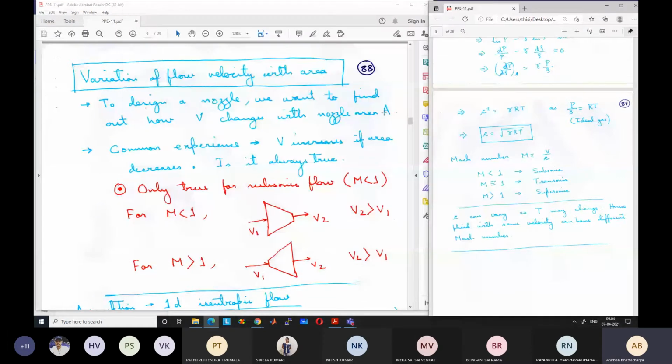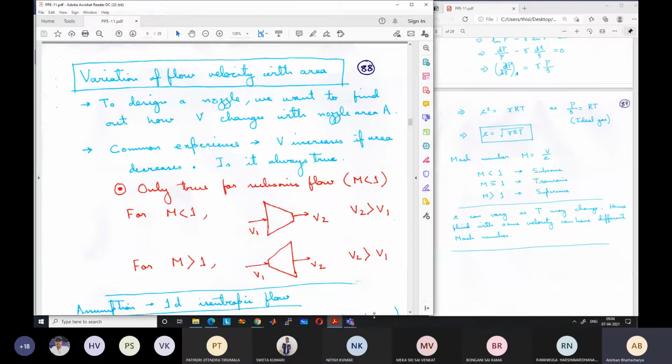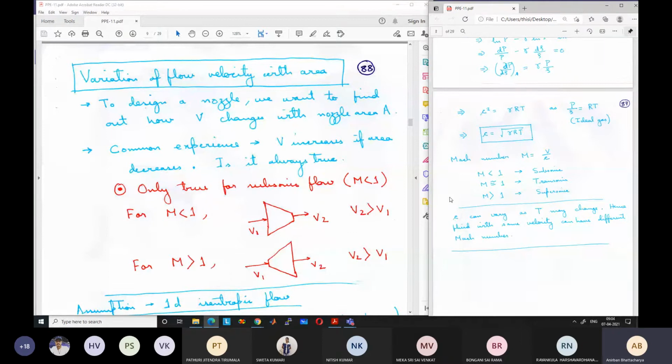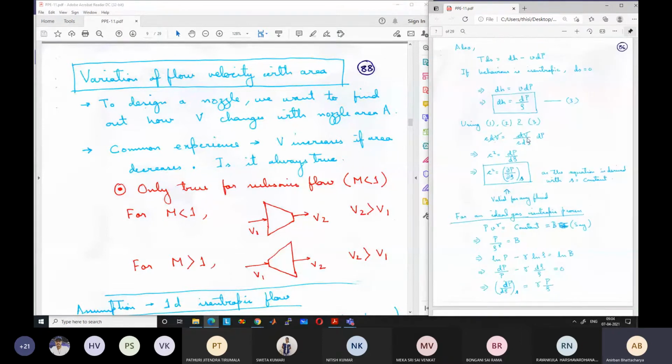Okay. So in the previous class, we had derived one equation for the velocity of sound. Actually, we derived two equations. One is for any fluid, where we describe that velocity or speed of sound can be written as c square is equal to del p del rho at constant entropy, for an isentropic process. And for an ideal gas, this can be simplified as c is equal to root over gamma RT.